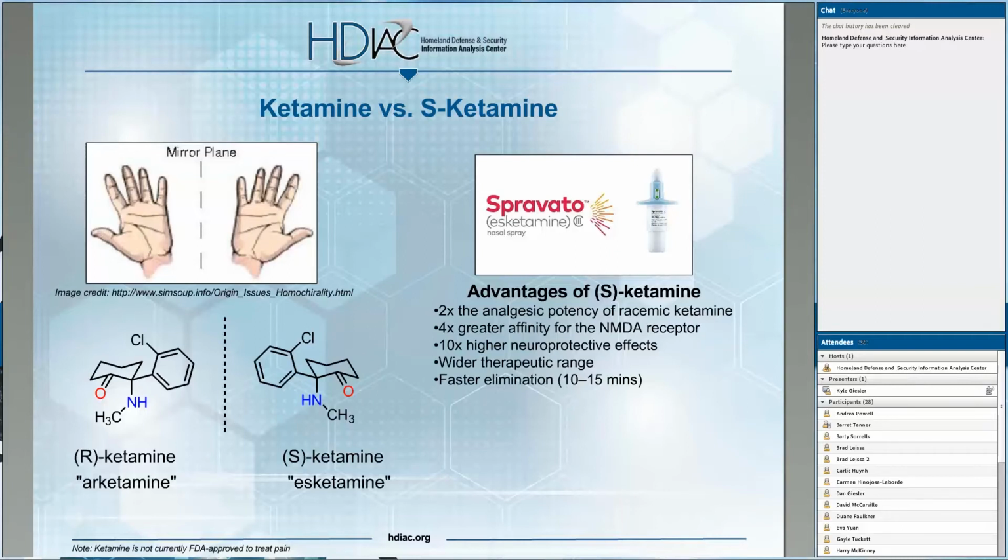And S-ketamine was recently approved by Johnson & Johnson not too long ago, I think it was earlier last month, for the treatment of treatment-resistant depression, and which they bottled up and called Spravato, which again I will talk about shortly in just a moment.